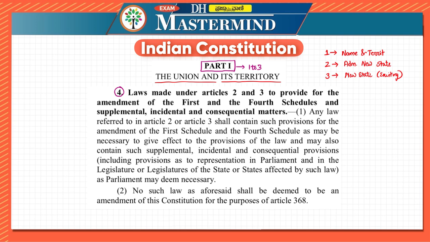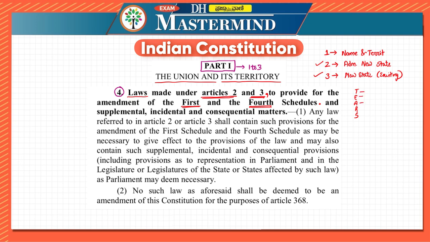So what does article number 4 say? We'll read it out. Laws made under article 2 and article 3. We have seen what laws are made under these. Article 2 is related to admission of new states. Article 3 is related to modification of existing states to form a new state. Laws made under article 2 and article 3 provide for the amendment of the first and fourth schedule. Again, we have discussed the schedules, so it is saying about the first and fourth schedule.